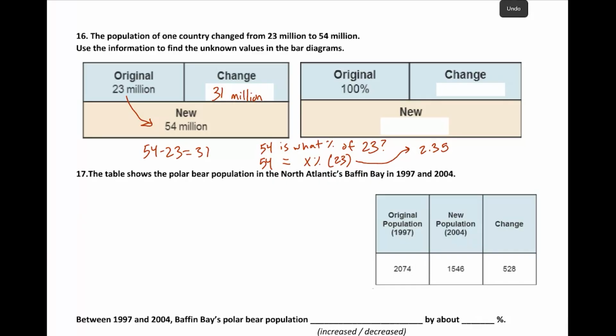Now, let me back up on my equation. What percent? If I have X percent, that's the same thing as X over 100, because that's really what a percent is. It's a comparison to 100. So we got 2.35 equals X over 100. And then if we multiply 100 on both sides, we're going to get 235. So the new percent is 235%. And so the change will be the difference between those two, which is 135%.